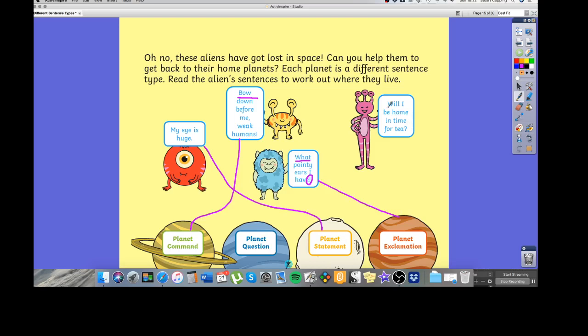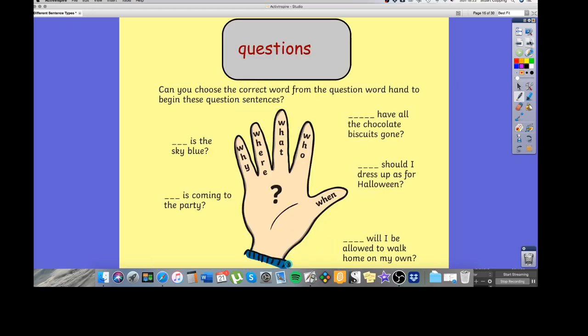Will I be home in time for tea? Will, question word, question mark at the end. That's the one that gives it away, really. Needs to be our question. So hopefully you managed to get all 4 of those correct. And that's what we're going to be focusing on, is questions.